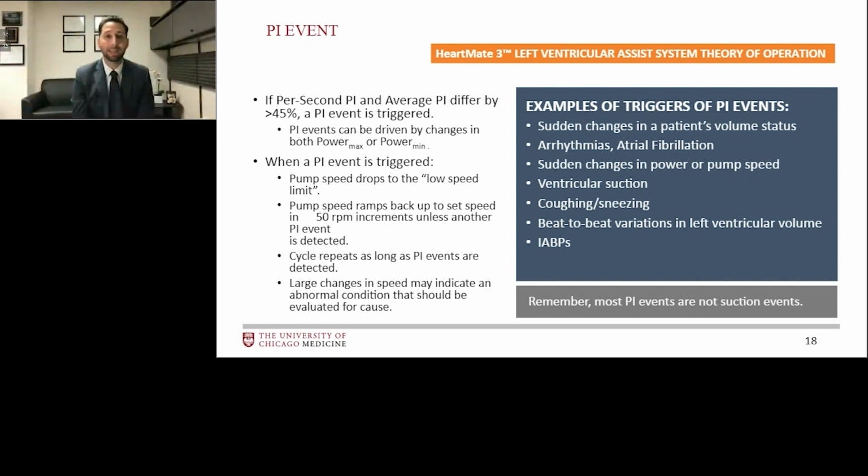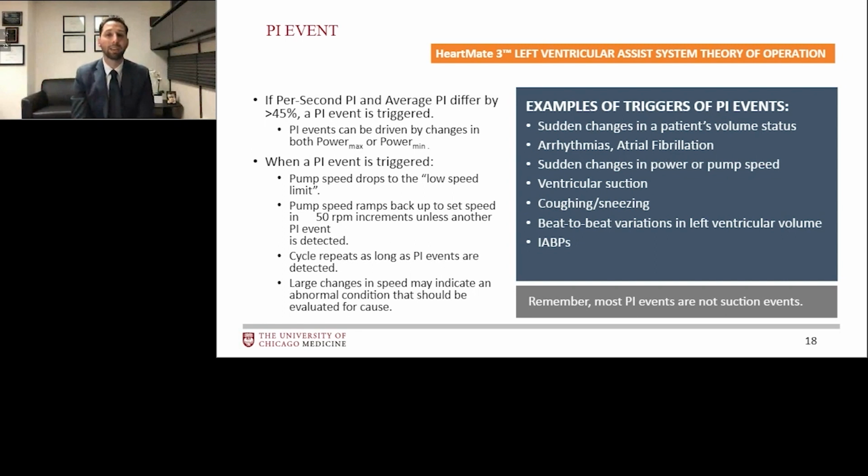All that's happening in that scenario is that the periodic log is not picking up the speed drop, but if one were to do a more nuanced or deep dive analysis, for example, a log file, every single PI event would be associated with a speed drop. And in response to a PI event, the speed goes from the set speed to the low speed limit, and then incrementally marches up by 50 RPM until either the set speed is achieved again or another PI event is triggered.